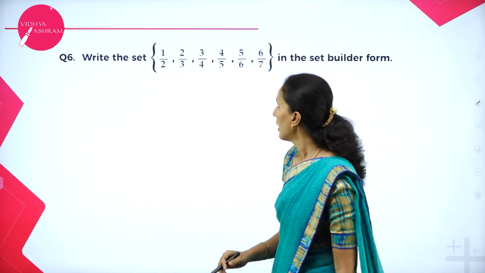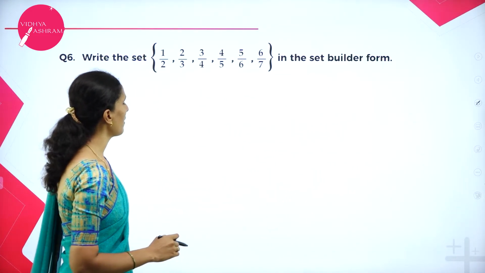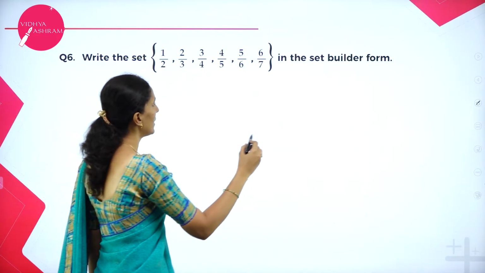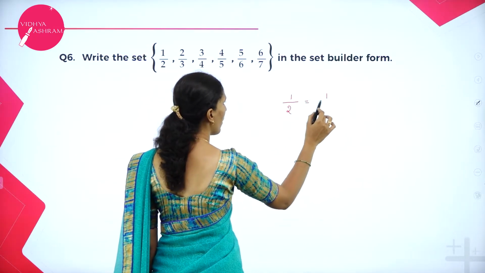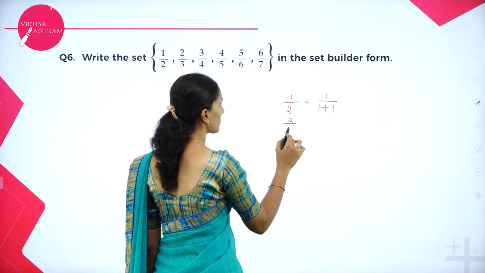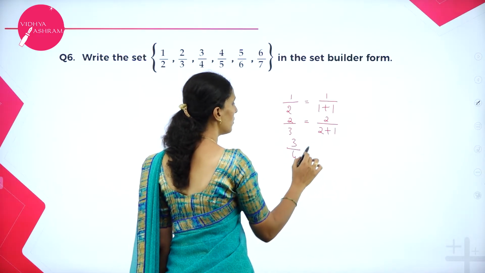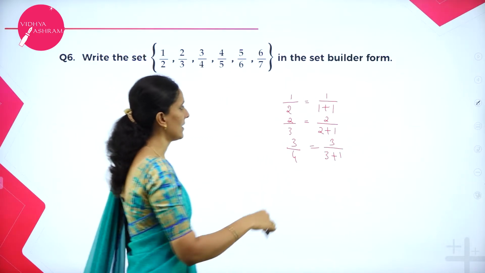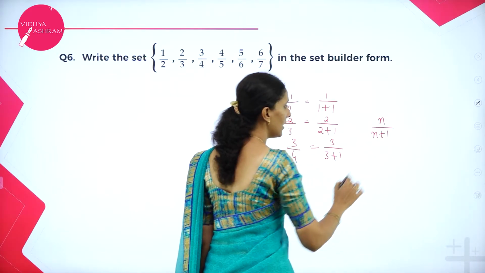Next question. Write the set 1 by 2, 2 by 3, 3 by 4, 4 by 5, 5 by 6, 6 by 7 in the set builder form. So you can see the numerator is 1 and the denominator is 2. That means 1 by 1 plus 1. And similarly 2 by 3, that is 2 by 2 plus 1. Similarly 3 by 4, 3 by 3 plus 1. So we can generalize this. If n is in the numerator, then n plus 1 is in the denominator.